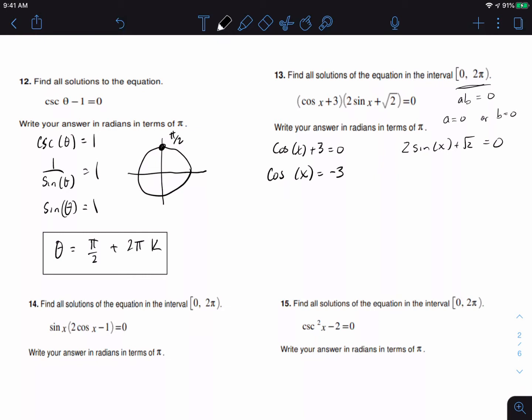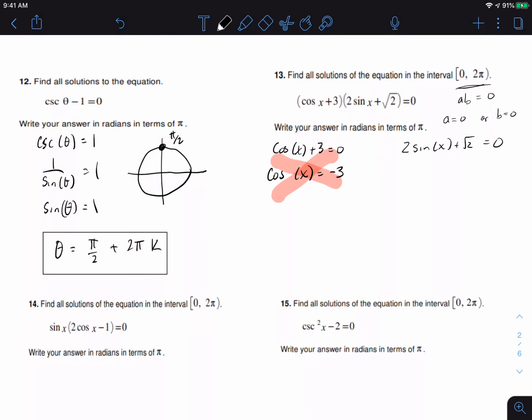Anybody? Yeah, it's 1. And so the biggest value that cosine can be in the unit circle is plus or minus 1. So this is too big, so this is not a possibility, right? That can't happen. Not in our unit circle.